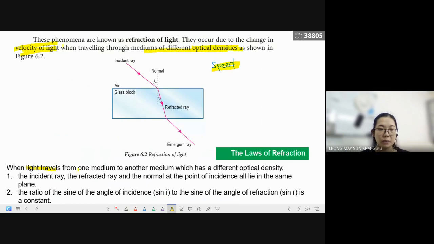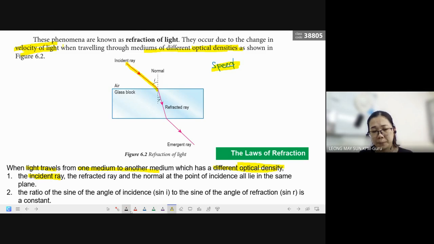When light travels from one medium to another medium, which has different optical density. Again, we will explain what is optical density in a short while. The first statement is that the incident ray. What is the incident ray? The incident ray is actually this line, the arrow that is pointing, the starting arrow.